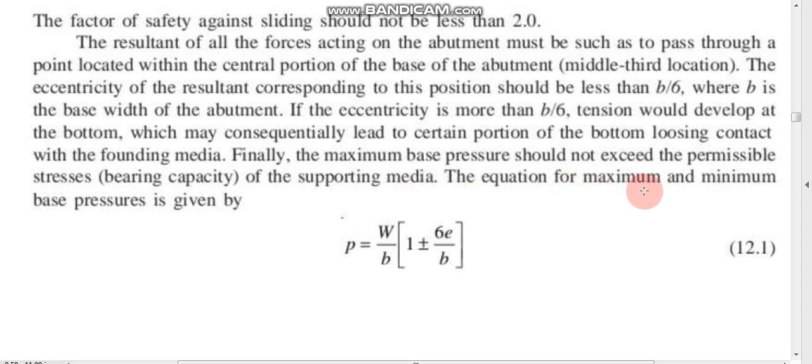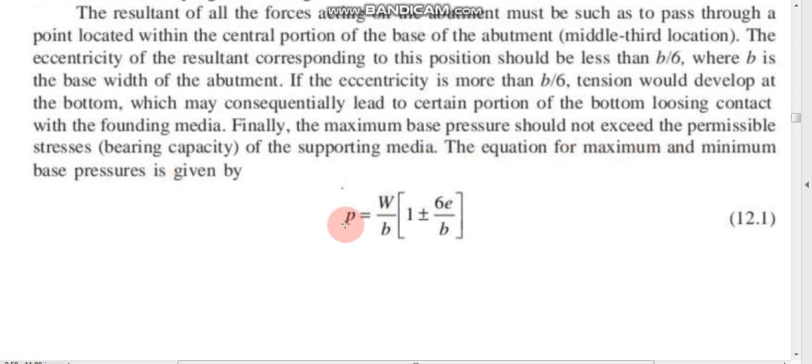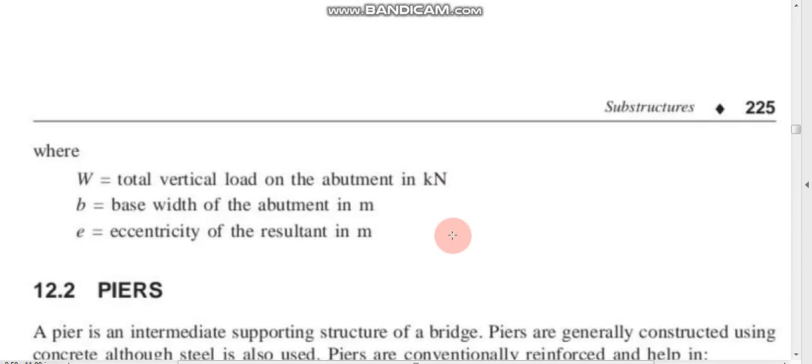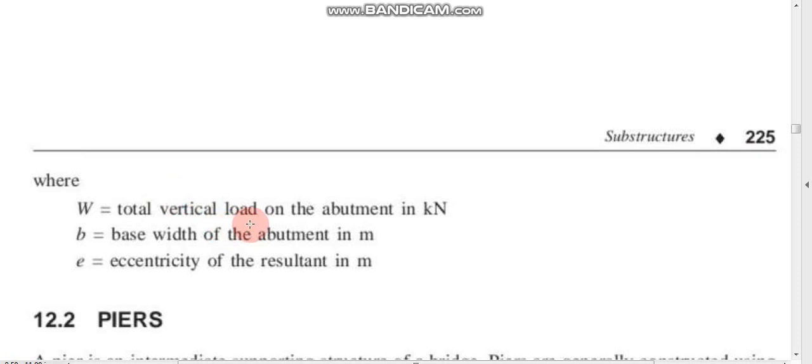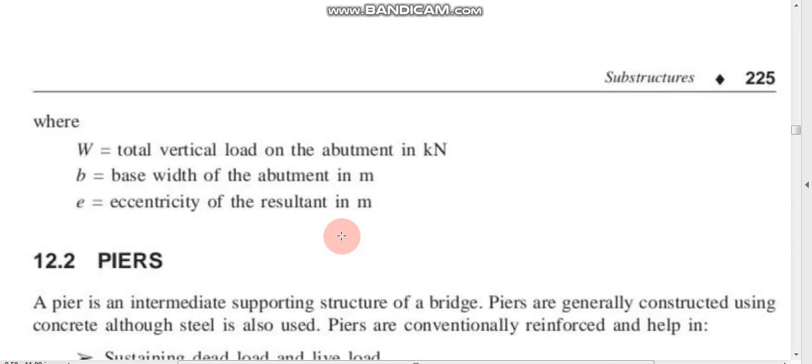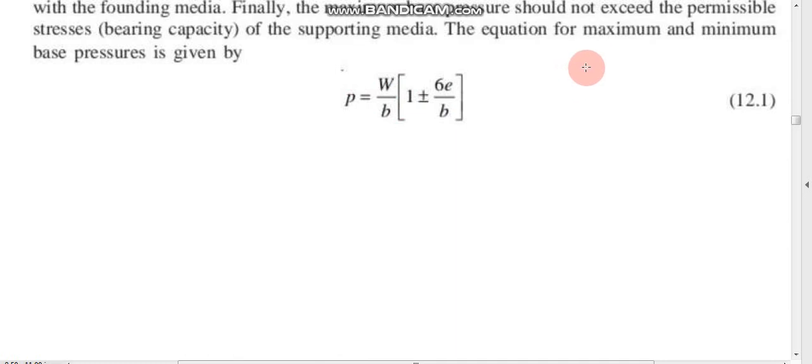The equation for maximum and minimum pressure is given by P equals W by B times (1 plus 6E by B), where W is the total vertical load on the abutment, B is the base width of the abutment, and E is the eccentricity of the resultant force. So this is the formula for maximum and minimum pressure at the abutment.